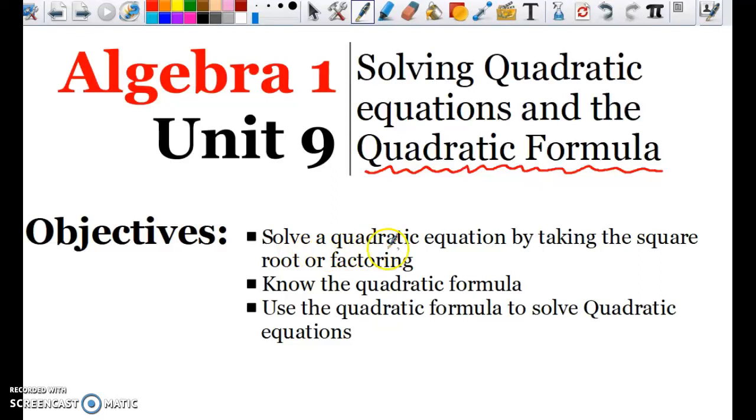You'll be able to solve a quadratic equation first by taking the square root or factoring, which is the old way, and then today we're going to learn a new way of solving, which again is just finding the x values that make an equation true. That's what solving means, find x. So if you ever see the instructions solve, you want to find what x is.